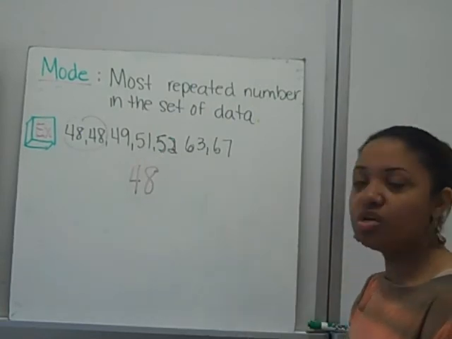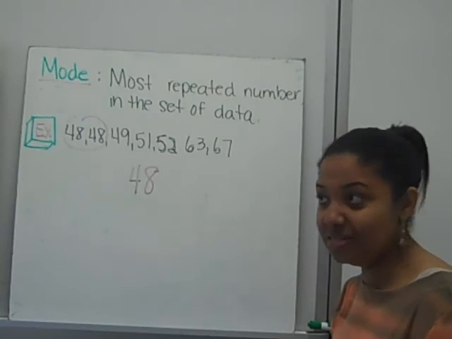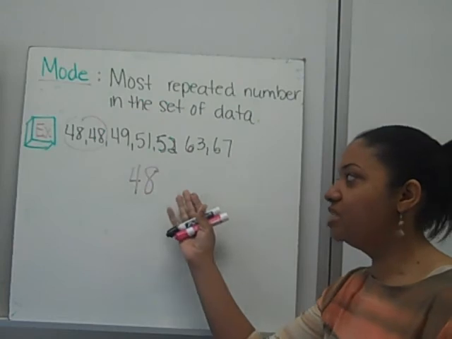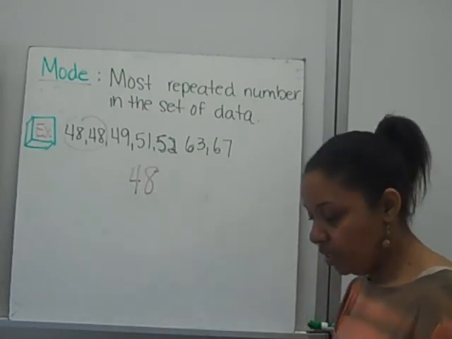I do get a question often saying, is it possible to have more than one mode? And yes, it is. If there is another 67 up here, then I would list 67 and 48. So it is possible to have more than one mode.